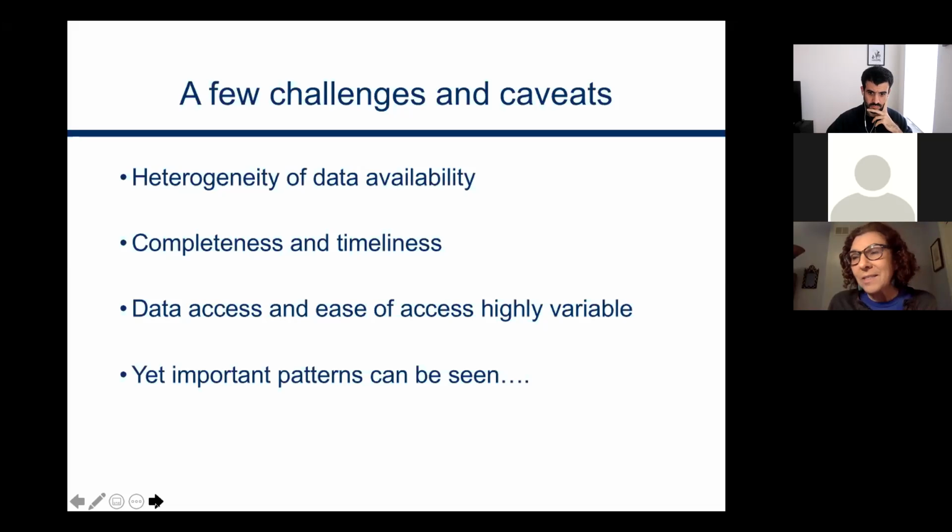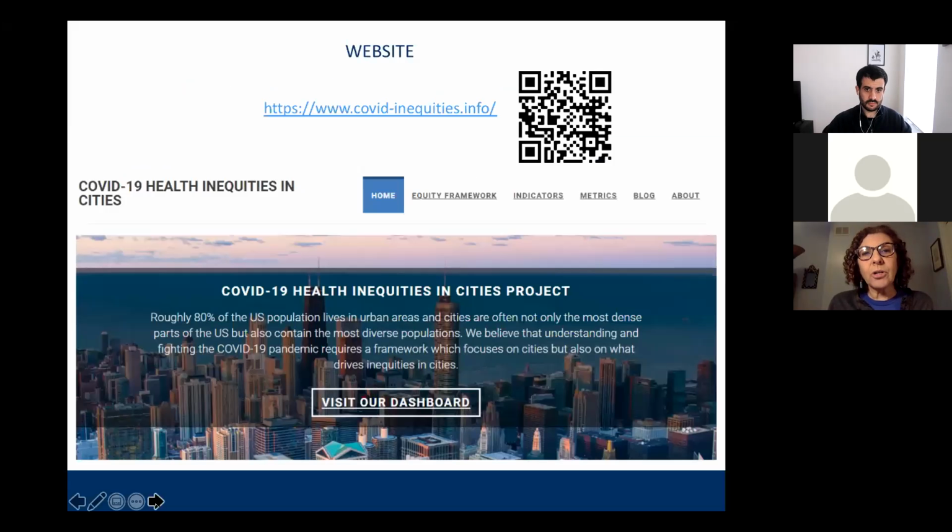And last but not least, despite these challenges, I think you'll see when we go through the demonstration that despite these limitations, we can see important patterns and meaningful patterns and patterns that have implications for policies and actions. So I think right now I will turn it over to Usama, who will walk us through some of the features of the dashboard. We will have time for questions at the end, so please save your questions. You can type them into the Q&A, and we'll be responding to any questions that you have as we go through this.